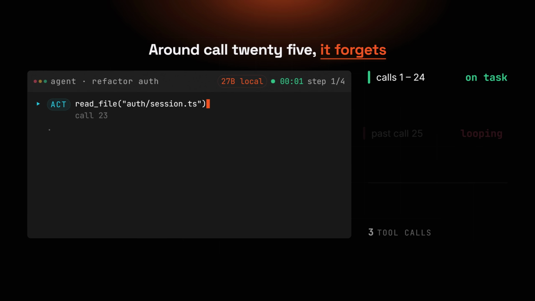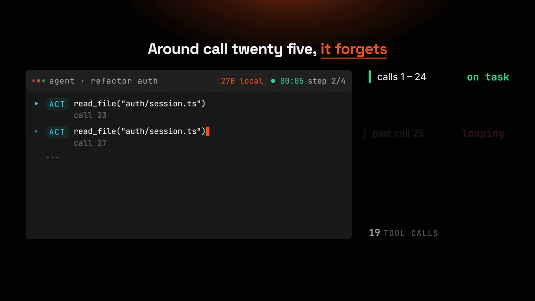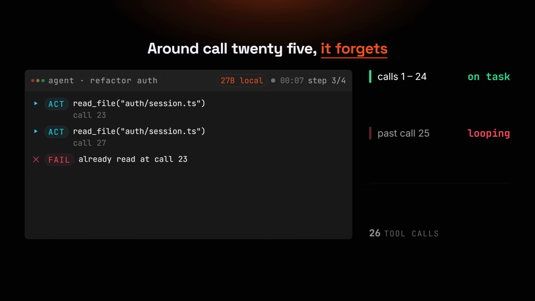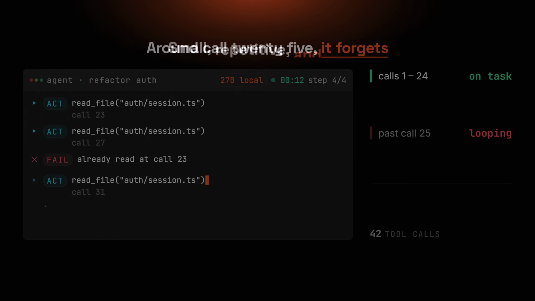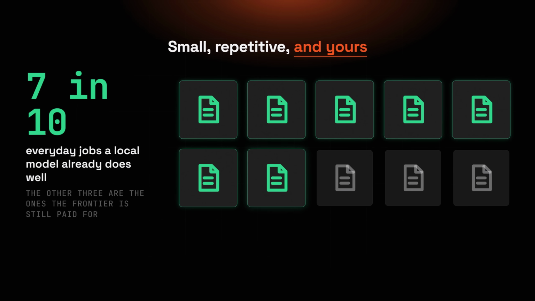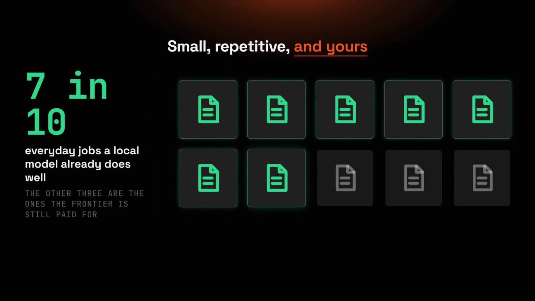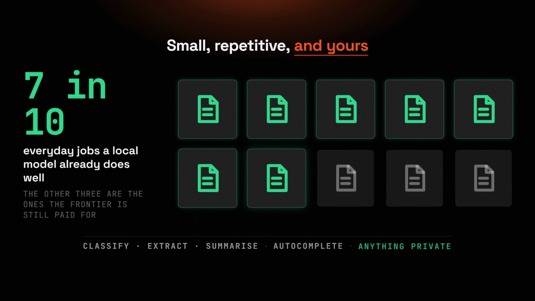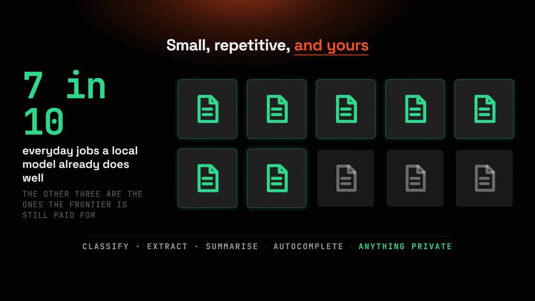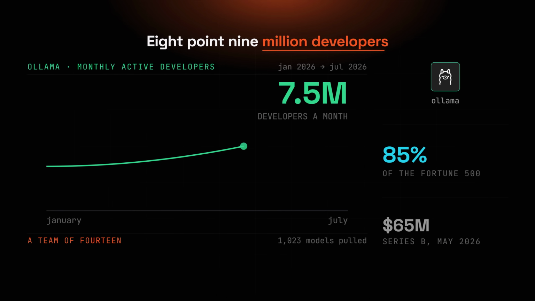Agents are where you feel it. Past roughly 25 to 30 tool calls, local models lose the thread. They forget early results and redo finished steps, with the context window still half empty. So here's the yes. Local wins at small, repetitive, private, and constant. Classification, extraction, summarizing your own files, autocomplete. Anything you would rather not paste into someone else's server, and it is not a hobby anymore.